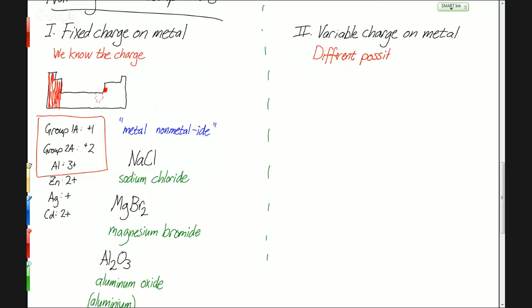Where there are different possible charges. So it could be +1 or +2 or +3 or +4. We don't know. There's different ones. We talked about those at the end of class yesterday. All right, let's look at our periodic table one more time.